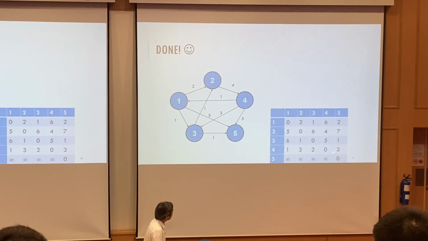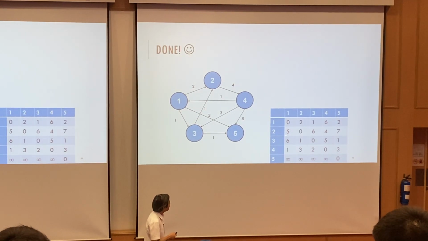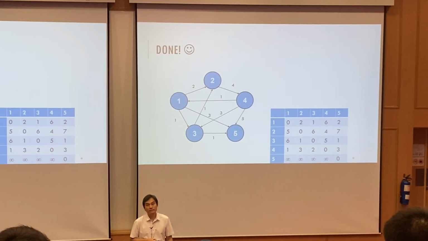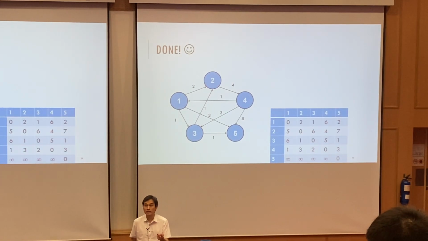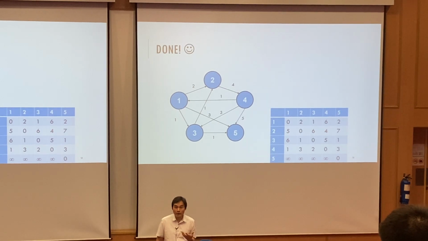This table gives you the distance estimates between every pair of nodes. All you need to do is just look it up. If I want to know how to get from 3 to 4, I just look here. 3 to 4, the distance estimate is 5. If you want to know the distance from 1 to 5, just look it up. 1, 5, the shortest path is distance 2. I just look up this table to figure out my distances between every pair of nodes.